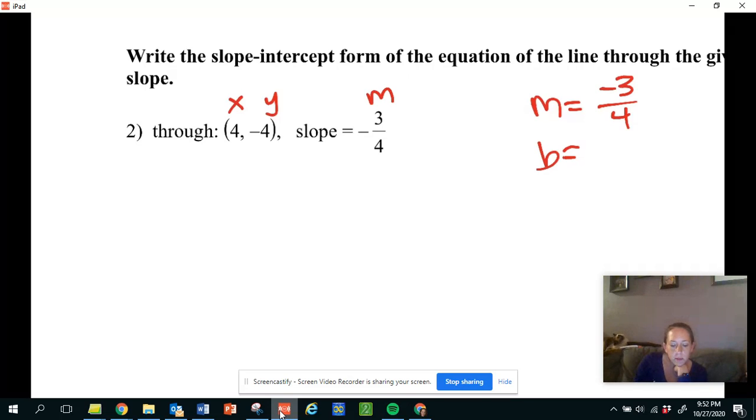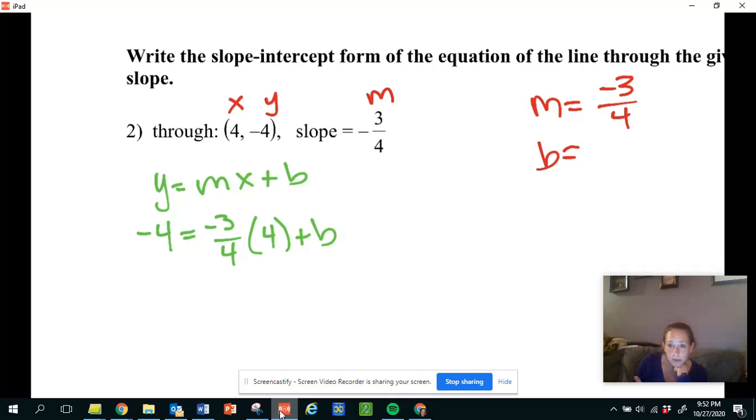So to do that, I'm going to plug these three things into y equals mx plus b. For y, I'll put negative 4. For m, I'll put negative 3/4. And for x, I will put 4. I don't know what b is. I have to solve for that. So first step is going to be to simplify. I'm going to multiply negative 3/4 times 4, so that'll give me negative 3.